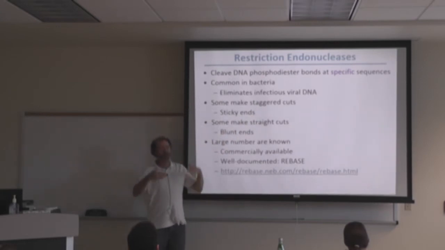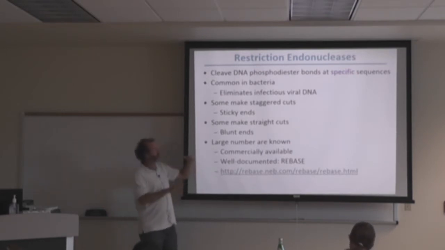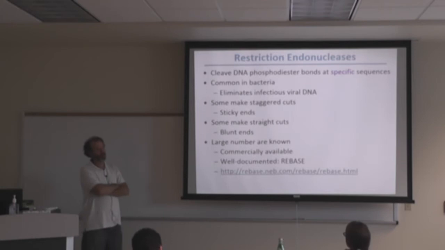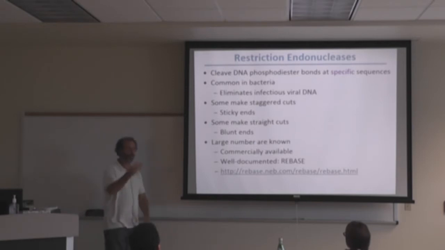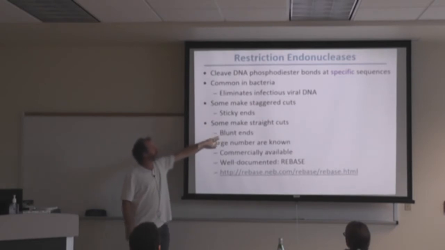Some will make staggered cuts, which means they leave overhangs. Those overhangs are unpaired bases, called sticky because they can base pair with complementary DNA that also has sticky ends, and they'll stick together via what? How do base pairs stick together? Hydrogen bonds, right. So which ones form stronger base pairs? C and G, because it's three hydrogen bonds versus two for A and T. Some make straight cuts, and those are called blunt ends.